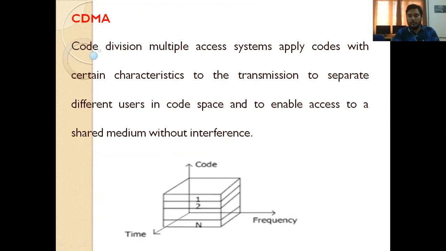Coming to lecture number 4, it is especially made for CDMA. Why? Because it is very important in the first part of unit number 2: CDMA, the code division multiple access system.